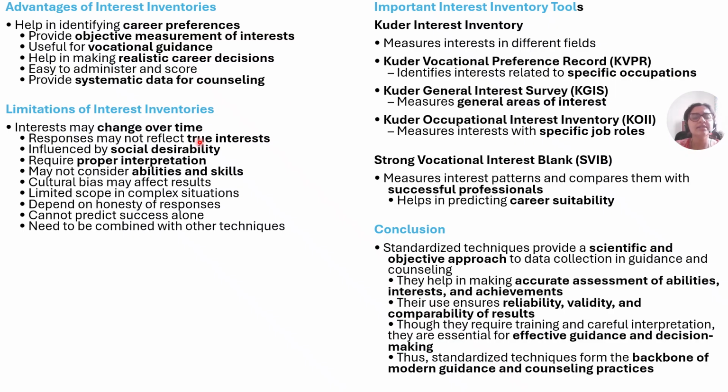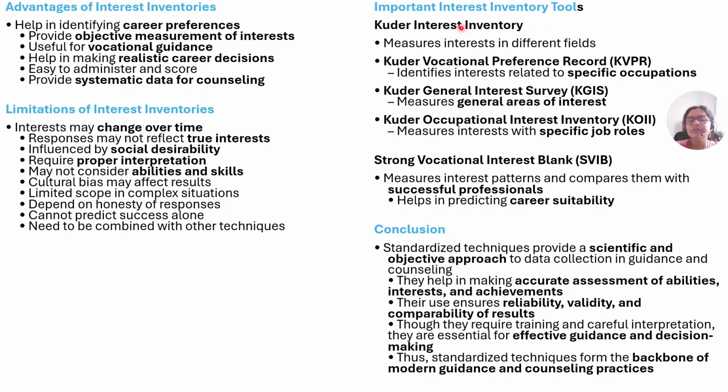What are the limitations? The interest of a person may change over time. Then the responses may not reflect true interest. A person might have one interest inside and might talk about a different interest, influenced by social desirability. It requires proper interpretation. It may not consider the abilities and skills. Again, bias may be there, and limited scope in complex situations. It depends on the honesty of responses, and one cannot predict success alone. Okay, success cannot be guaranteed. Need to be combined with other techniques. It cannot be used alone.